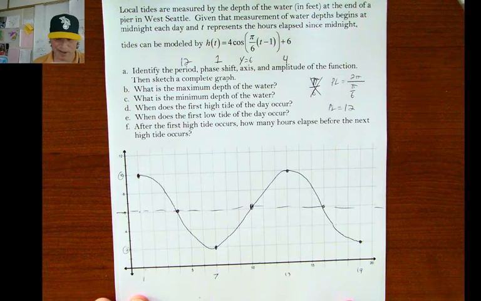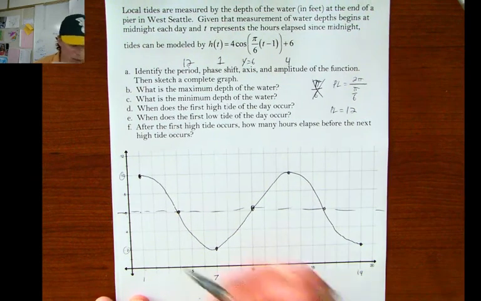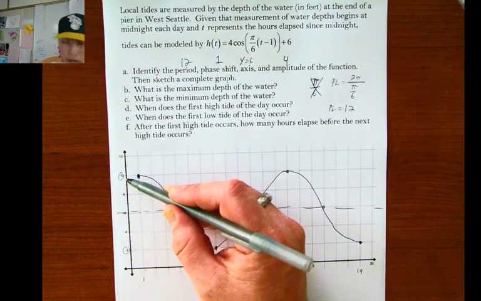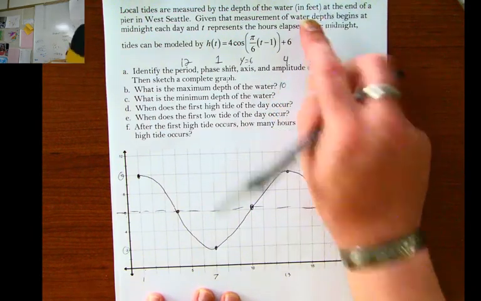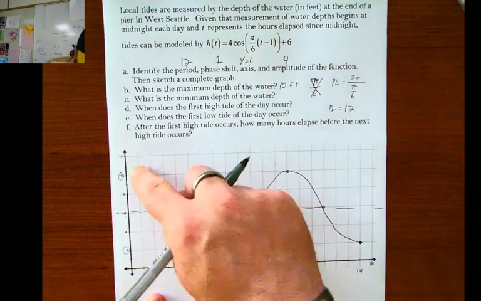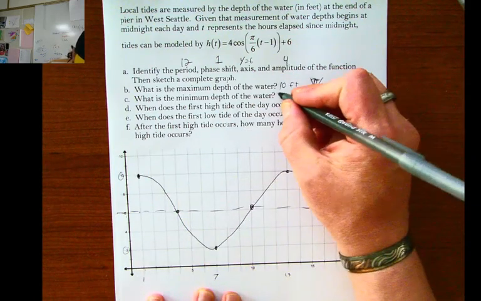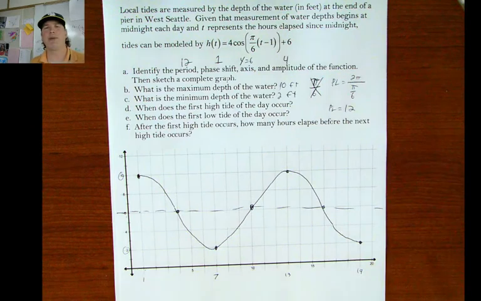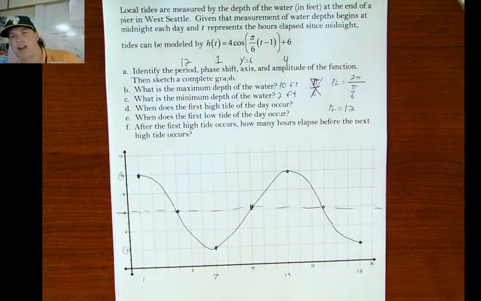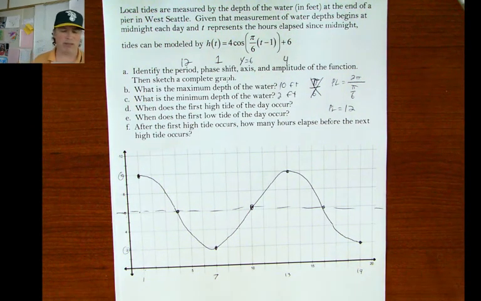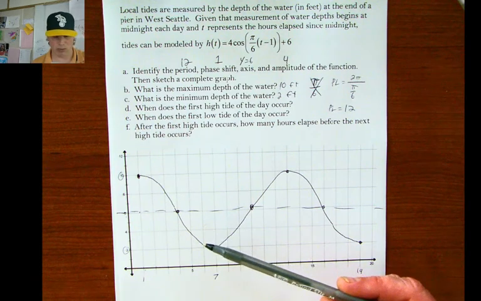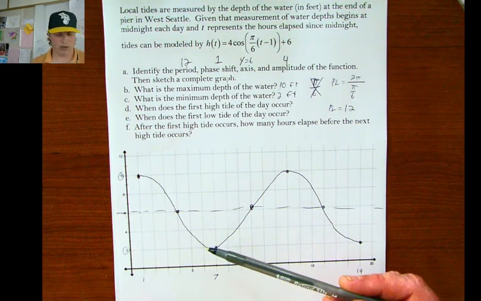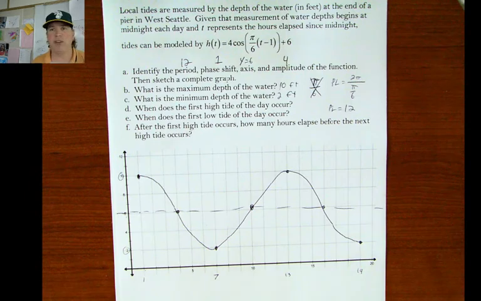Let's start answering some of these questions. Maximum depth of the water. That's just them asking about amplitude. That maximum depth would be 10. How are we measuring this? Feet? 10 feet. Minimum depth of the water would be 2 feet. Anybody who's spent a little bit of time by the ocean knows that in the middle of the day, the water will be extra deep, but right around sunset, it seems like the water's really low. Sometimes it's 0, or in this case, it's 2 feet. That's exactly what the tide does.